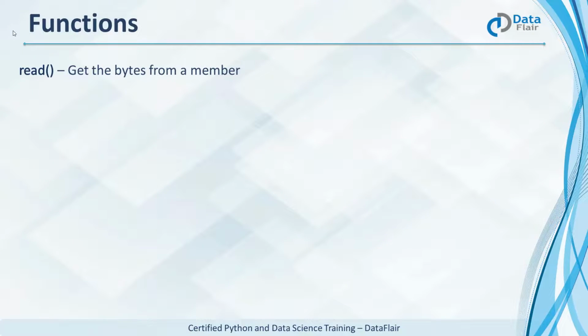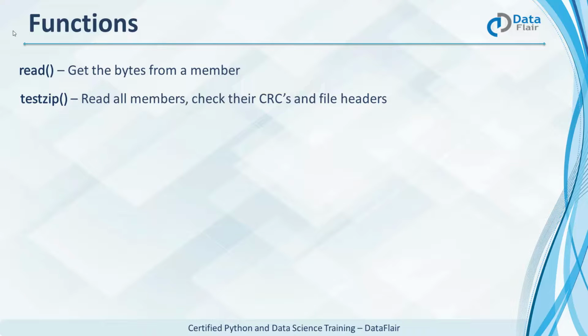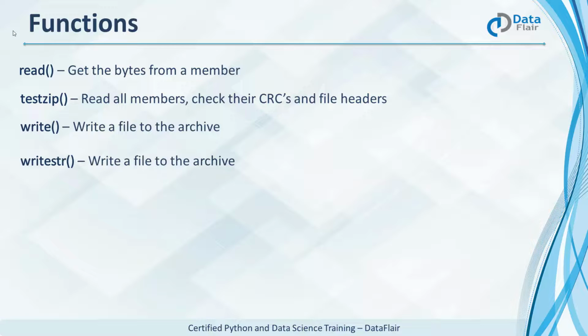Read gets the bytes from a member of the archive. Testzip reads all the files in the archive and checks their cyclic redundancy checks and the file headers. Write lets us write a file to the archive. So does writestr, but the contents can be a string or a bytes object. This class also has some data attributes for the file name, level of debug, and the comment.